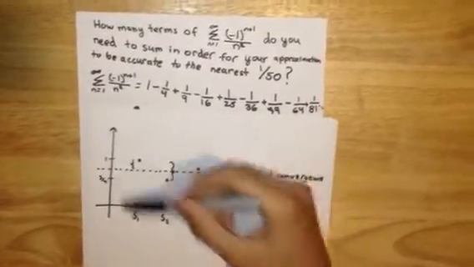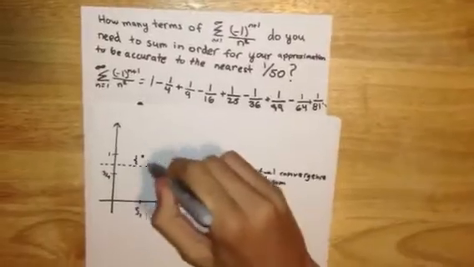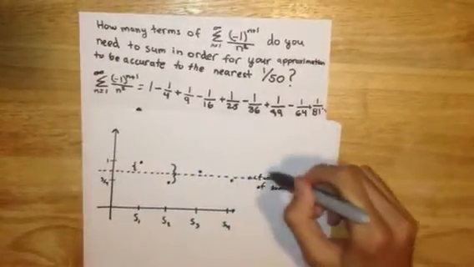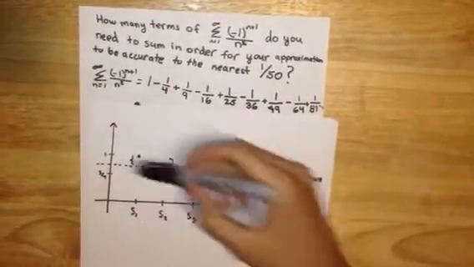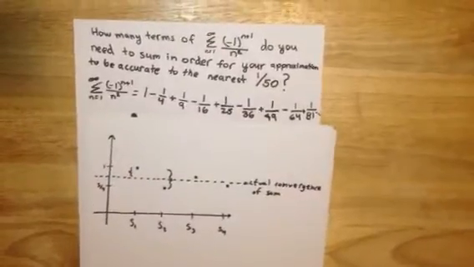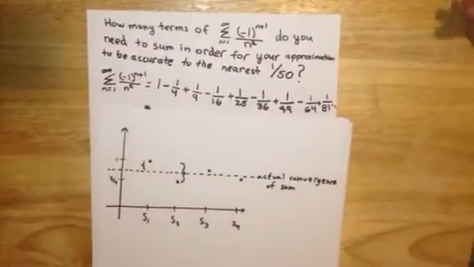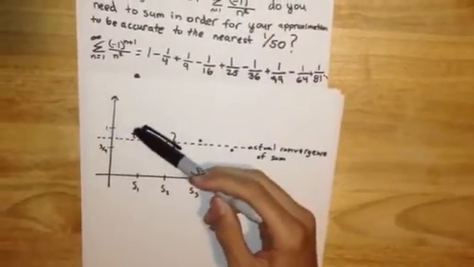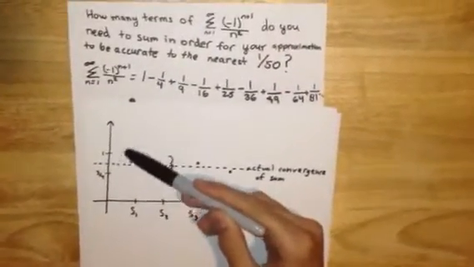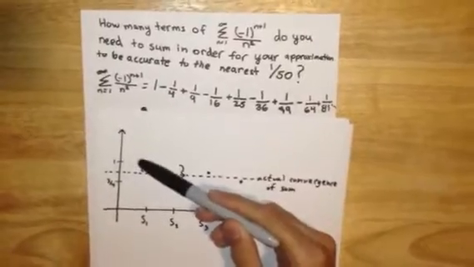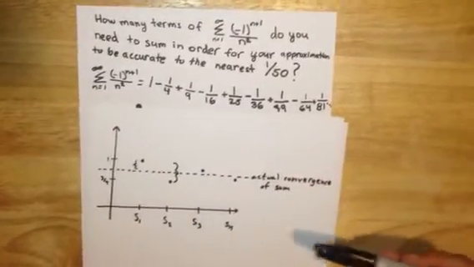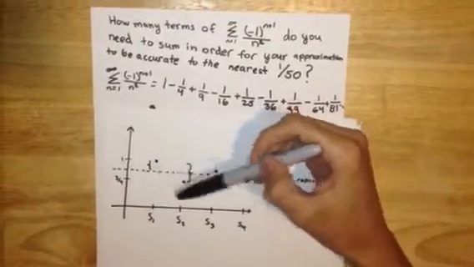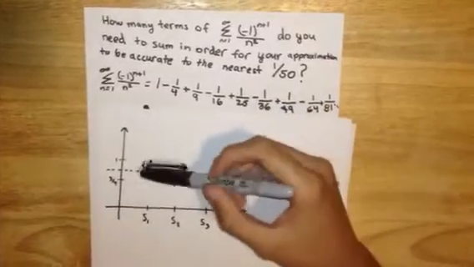Now, if you look at the characteristics of this graph, you see it alternates along this arbitrary line that we set up. This line represents the actual convergence of the sum if we went to infinity. And then the distance from 1 to the convergence is your actual error.